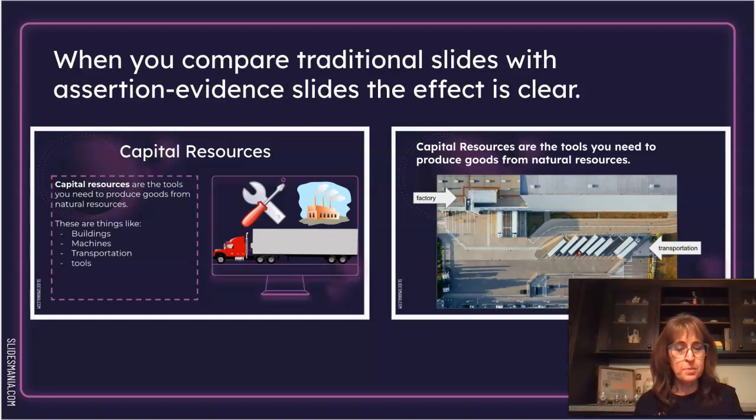Here's one more example using the topic of capital resources. So the slide on the left is really cute. It even has the images on a little computer screen, but there's kind of too much going on. The slide on the right provides a definition and an example, which is an overhead shot of a factory. This can start the discussion on all of the elements that were the bullet points on the first slide.